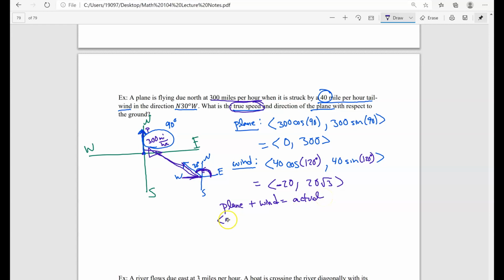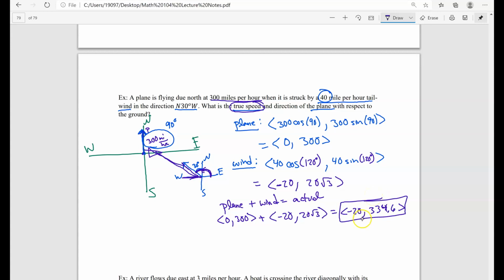So I'm going to take the 0 and this 300, and then add it to the wind, which is this negative 20 and then 20 square root of 3. So this is going to give me negative 20, and then let me put this in decimal form. So 20 square root of 3, I'm going to get 334.6. Okay, so that's basically the actual vector form of where this is going.